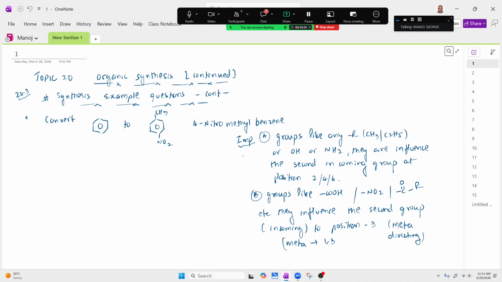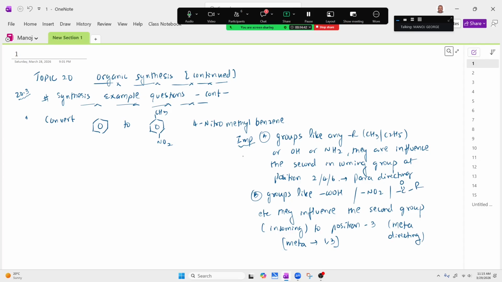Okay. And then these which are influencing the group, positions 2, 4, 6, these are called para directing. Para means position 1, 4. They're called para positions. Ortho and para position, right? Ortho is 1, 2, and para is 1, 4. Meta is 1, 3.